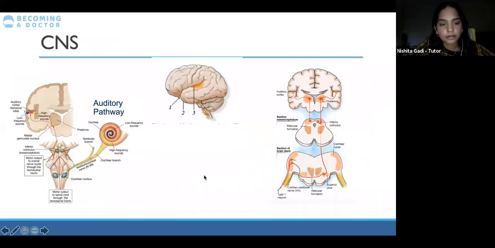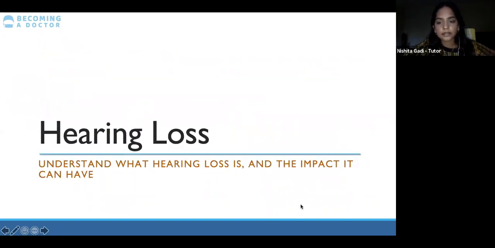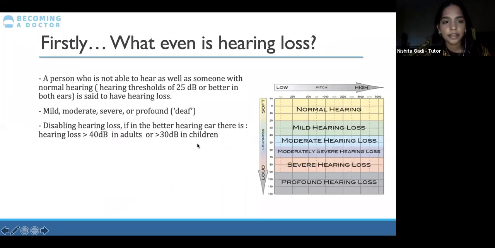Well done. Okay, so now we'll talk about hearing loss, what exactly hearing loss is, and also the impact it can have. Firstly, what even is hearing loss?